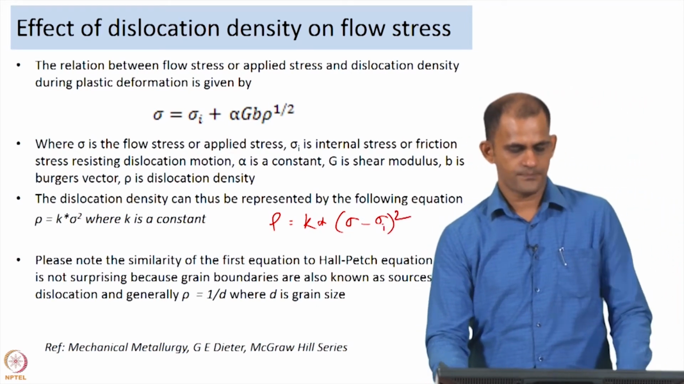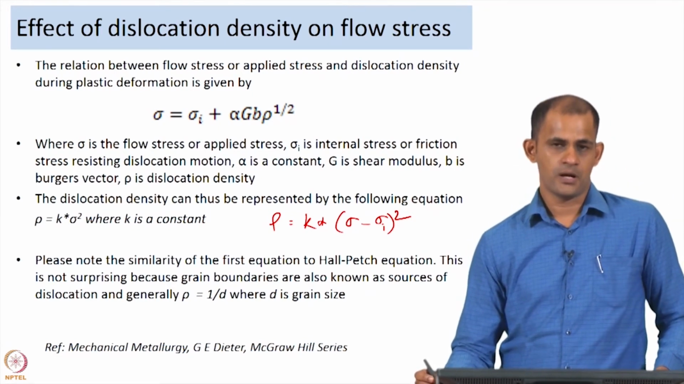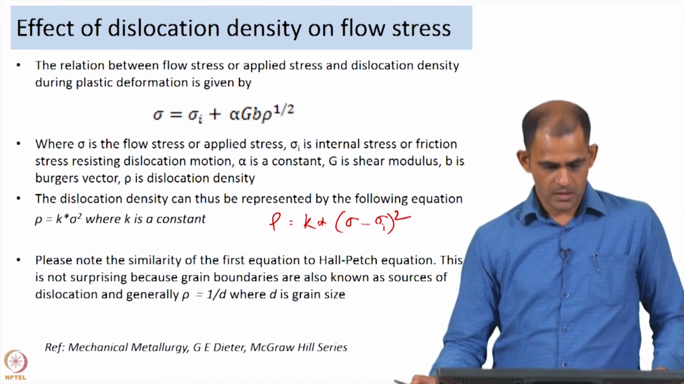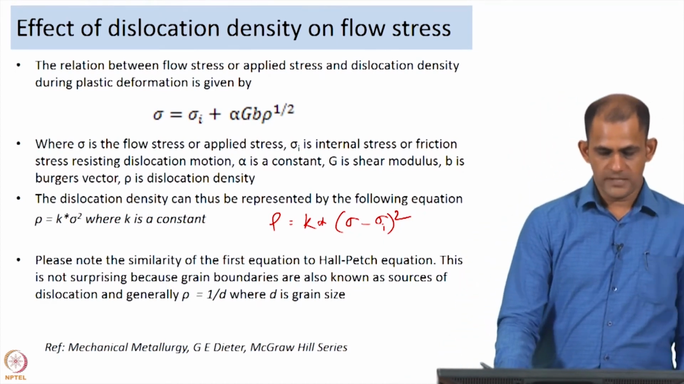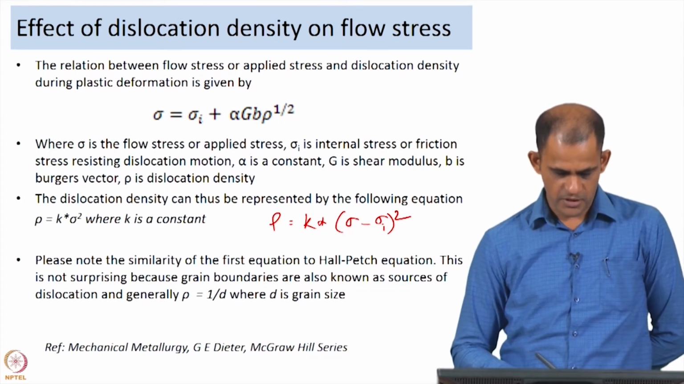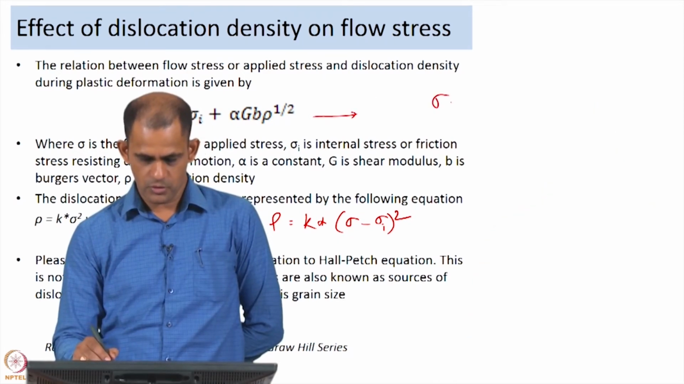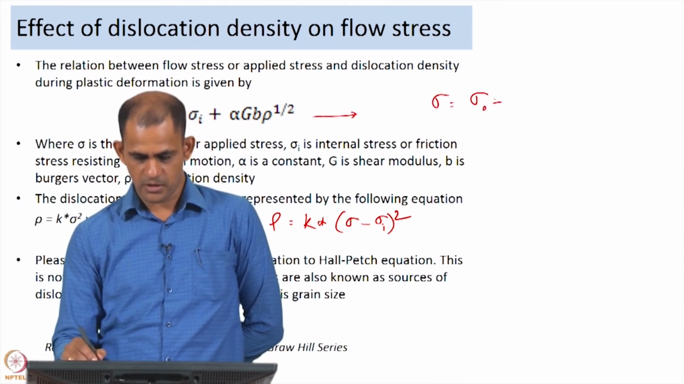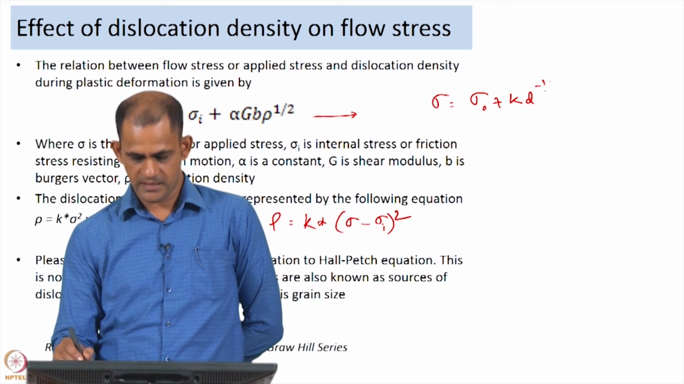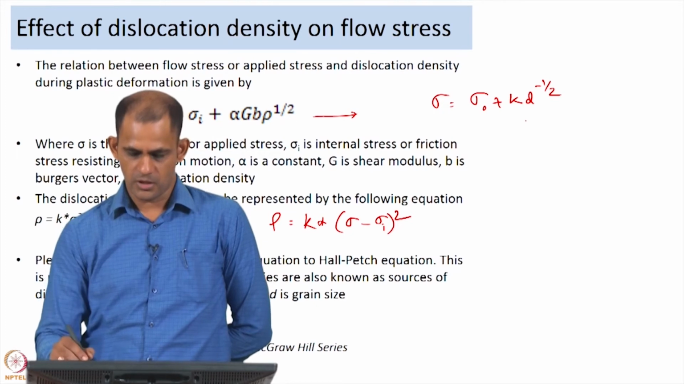Which means the dislocation density is dependent on the square of the applied stress. One of the things to note here is the similarity of the first equation to the Hall-Petch equation. We know sigma is equal to sigma naught plus k d to the minus half. So, this equation bears some similarity to the Hall-Petch equation.